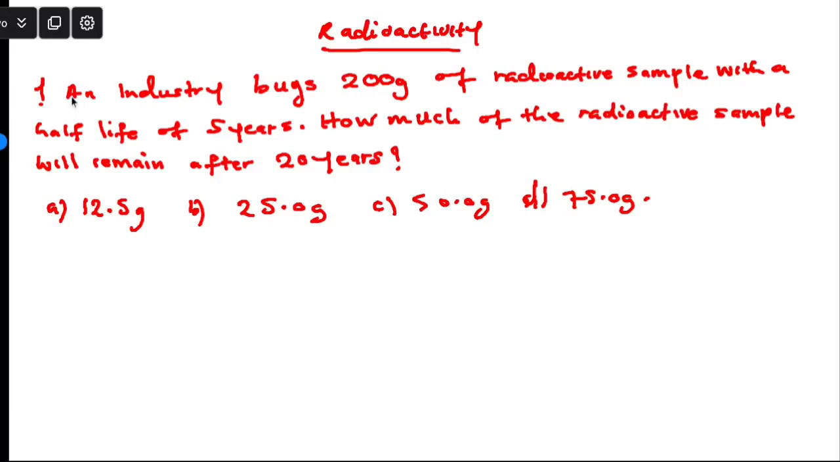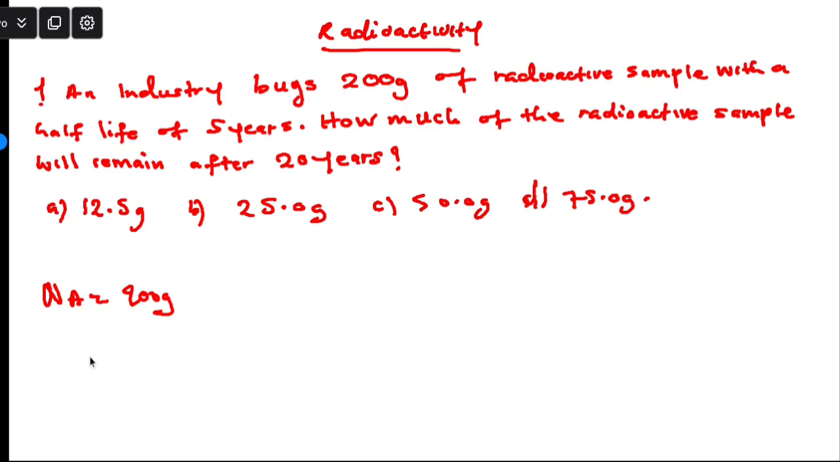So it is saying an industry buys 200 grams of the radioactive sample with a half-life of 5 years. How much of the radioactive sample will remain after 20 years? So we need to collect data from what we have here. This industry is buying 200 grams, meaning that is the original mass of this radioactive sample, 200 grams. And the half-life that we have here is 5 years.